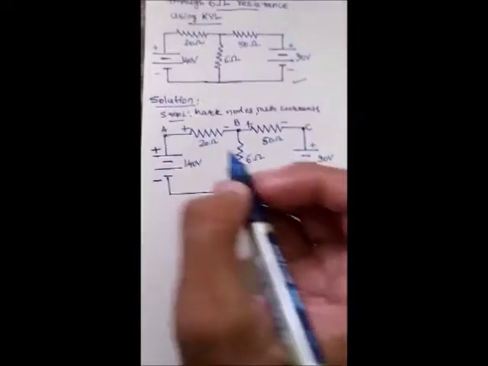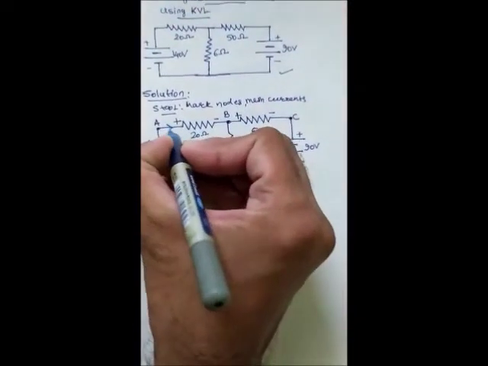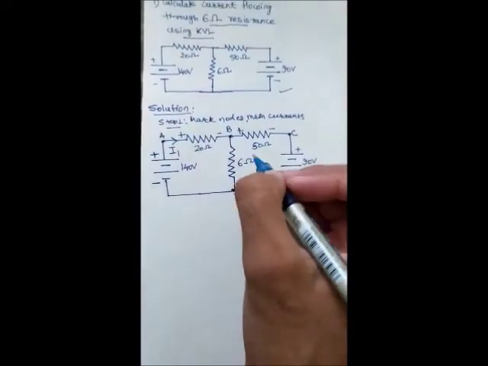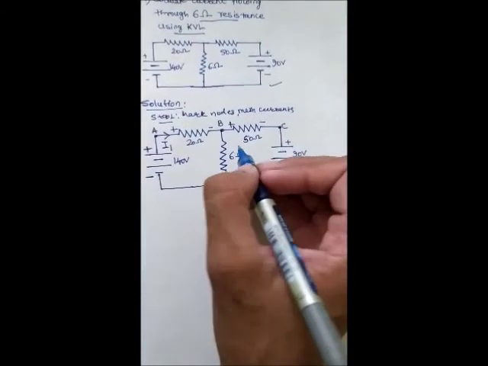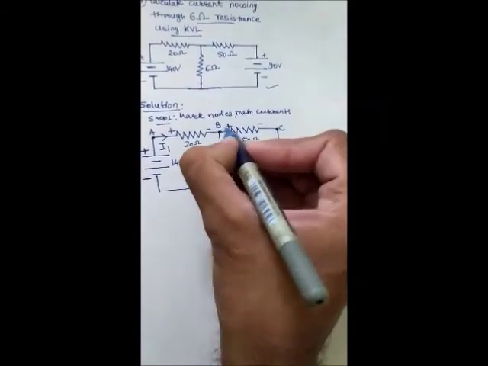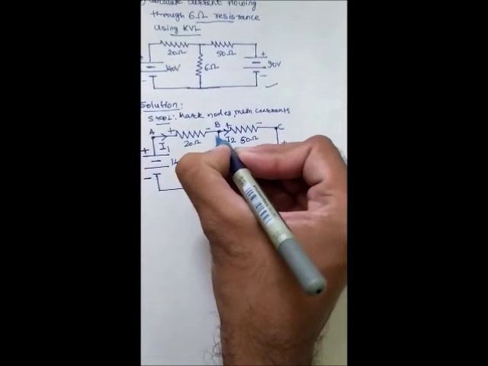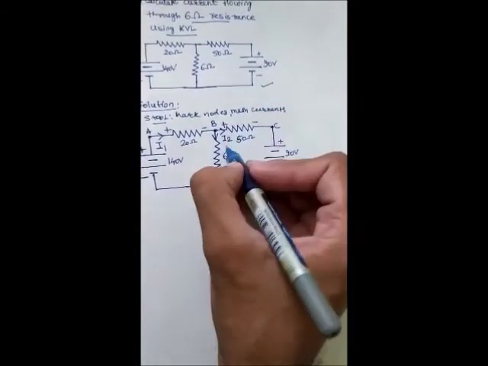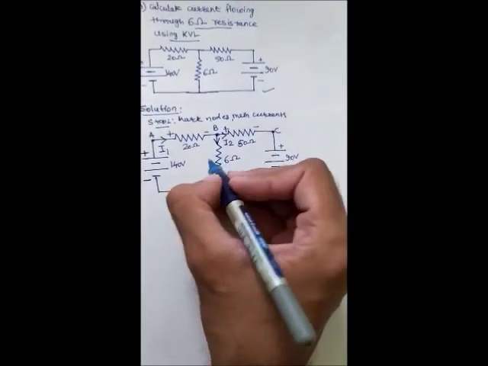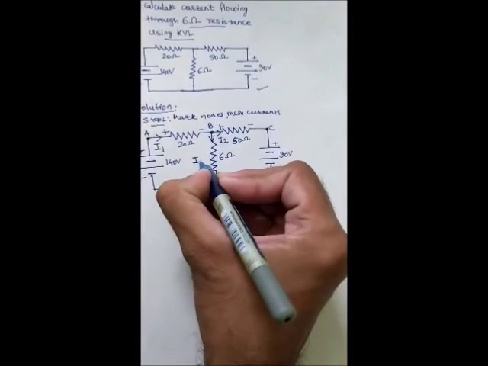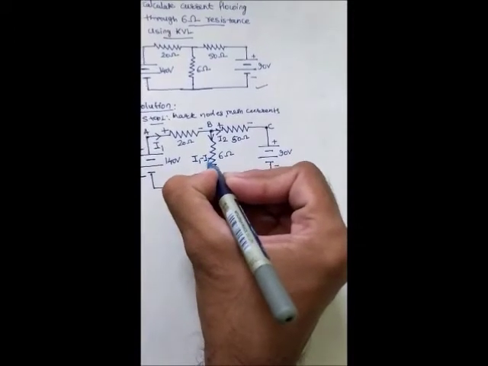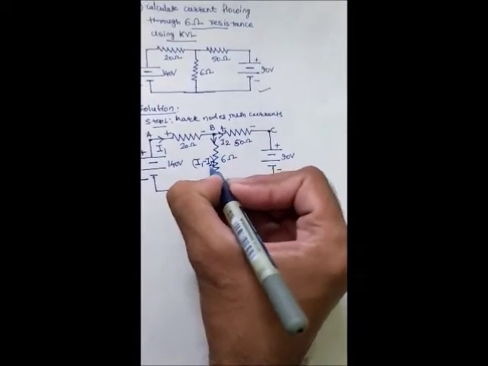So the mesh current flowing through this in this direction is I1. After point B, at this point it is I2, and I told you while doing the mesh analysis, the current flowing through the node point is I1 minus I2. Don't take it as I3.